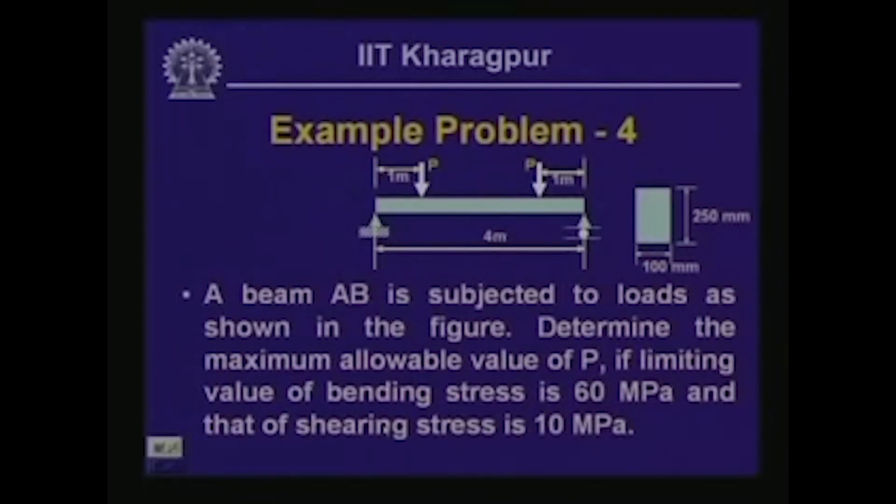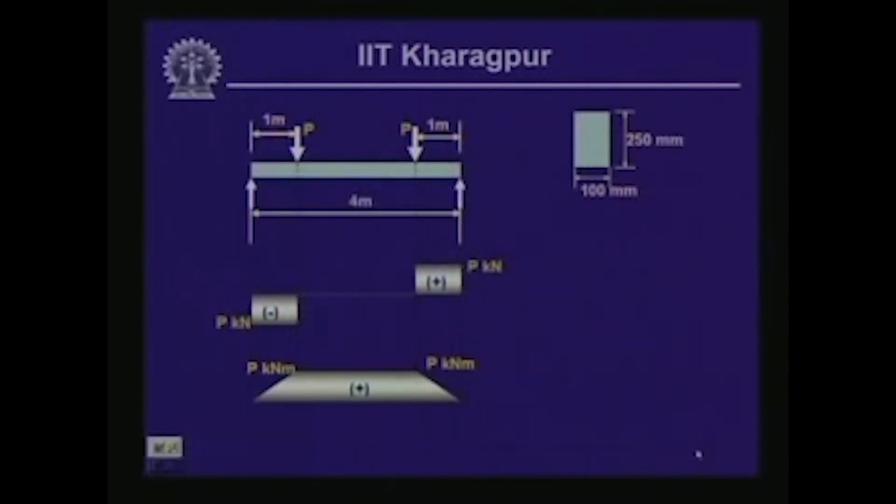Well, you have another problem. Look into this particular problem, a beam which is subjected to two concentrated loads. You have to compute the maximum value of b, so that the bending stress does not exceed 60 MPa and the shearing stress does not exceed 10 MPa. We will look into this particular problem next time.